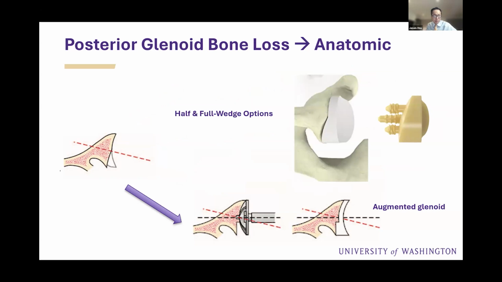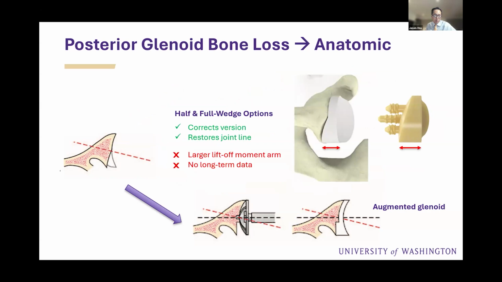And there's a couple different designs with half wedge options where the thicker portion starts at the center, and then there's full wedge options where the complete backside is angled. And so again, both these types can be used to treat biconcavity and correct version. And one proposed advantage to this is that it corrects version and it restores the native joint line.